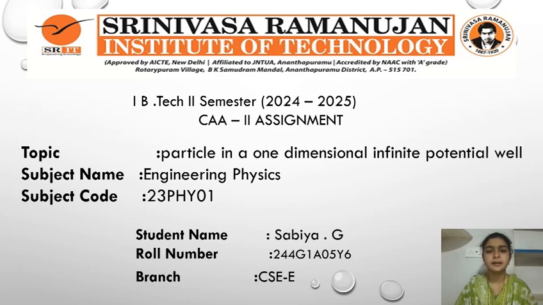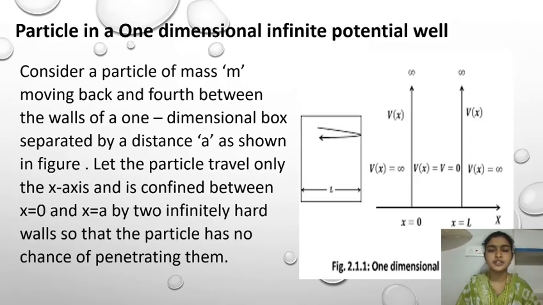Today, my topic is particle in a one-dimensional infinite potential well. This is the figure of the one-dimensional infinite potential well. Consider a particle of mass m moving back and forth between the walls of a one-dimensional box separated by a distance a, as shown in the figure.